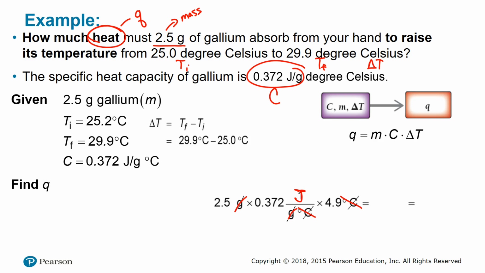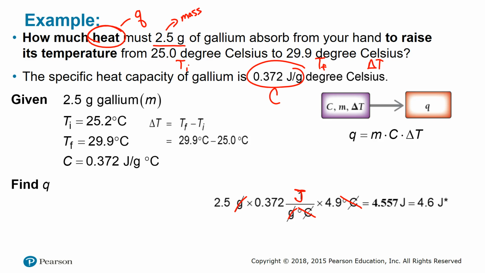So the only thing left over is my joules, and all I have to do is multiply 2.5 times 0.372 times 4.9, and when we do that, I get 4.557. I need that in 2 sig figs, so what's my answer going to be? 4.6.